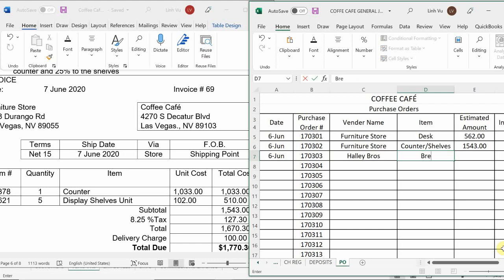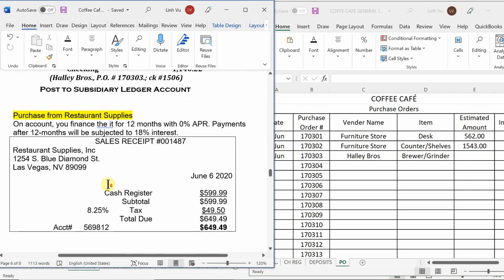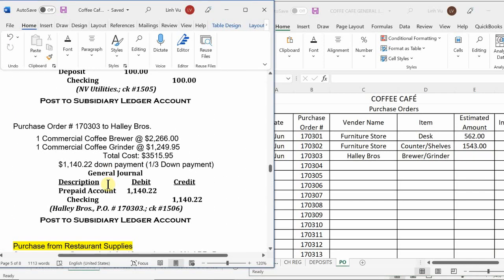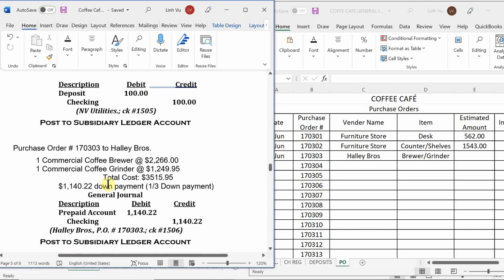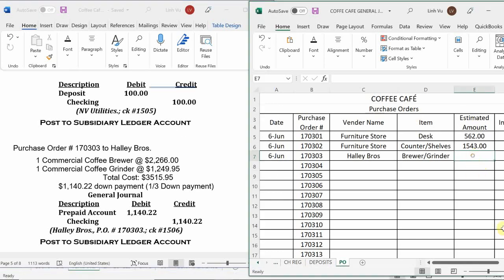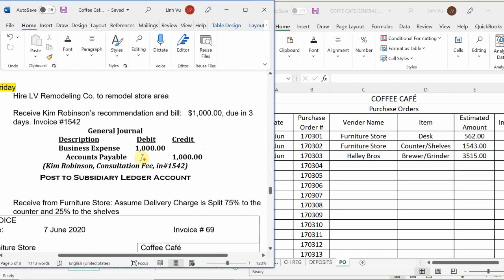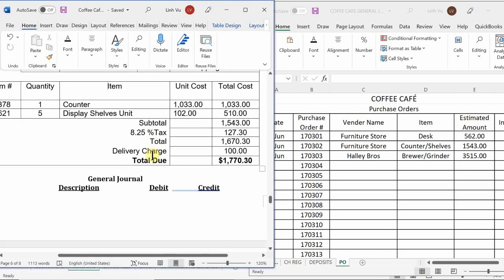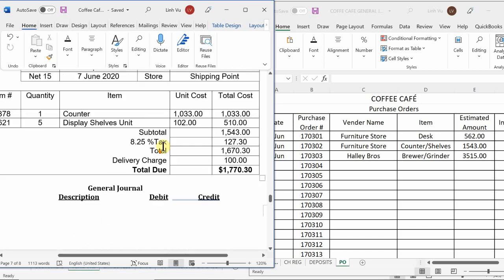So here you go, for brewer slash grinder, for a total cost of $3,515. In this case, yes, I received my counter and the display shelves, with invoice number 69.